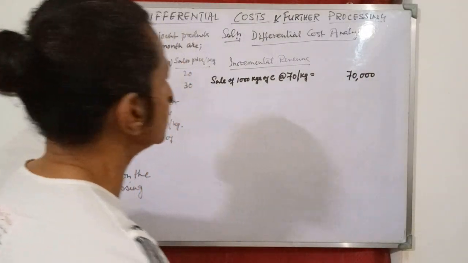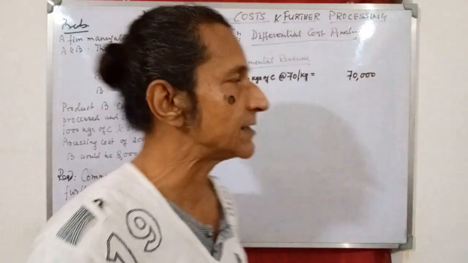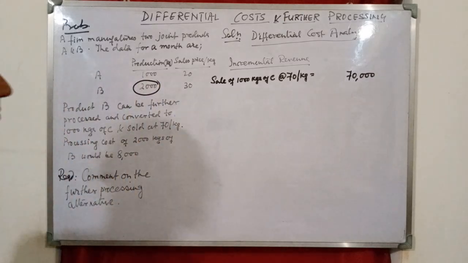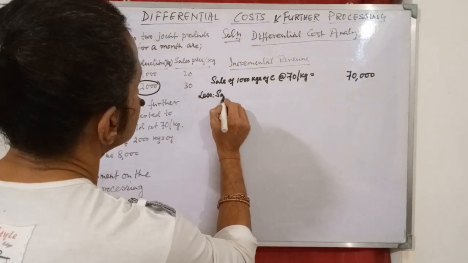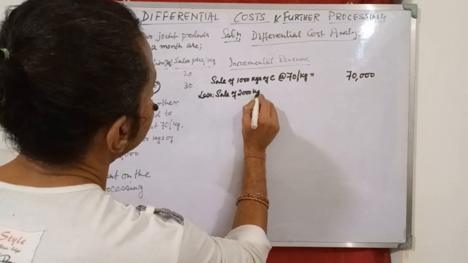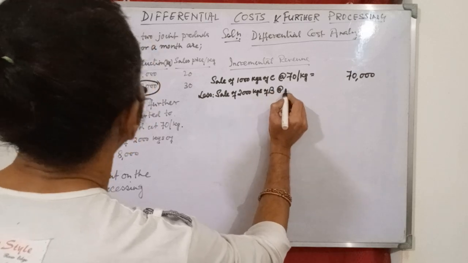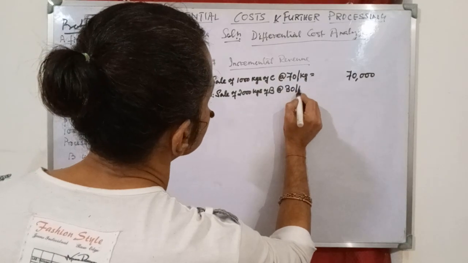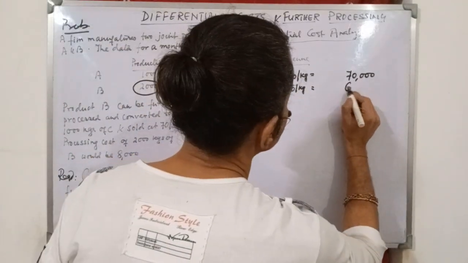Now if the firm undertakes that alternative course of action, then the firm is sacrificing sale of this. So less sale of 2000 kgs of B at the rate of how much? 30 per kg. This is how much? 60,000.